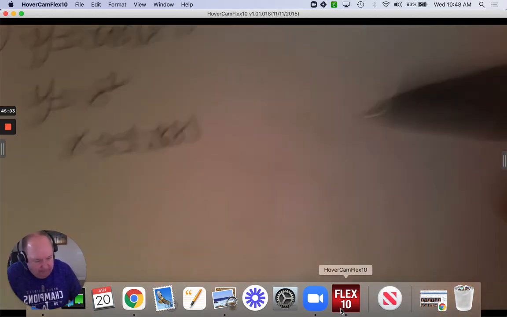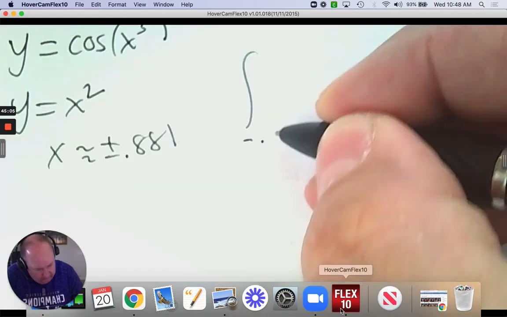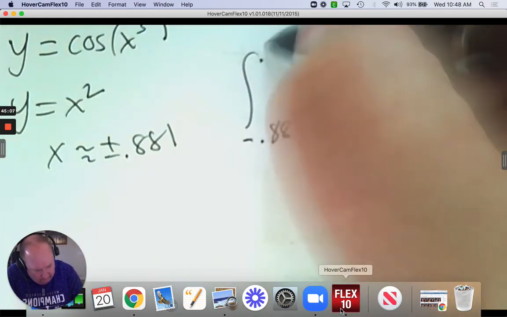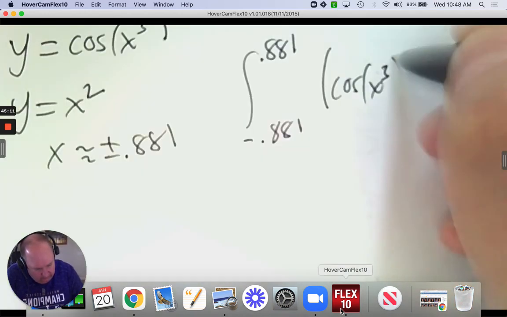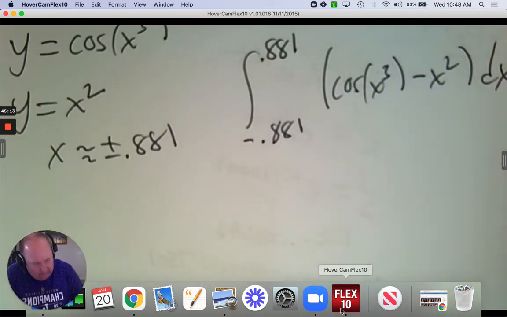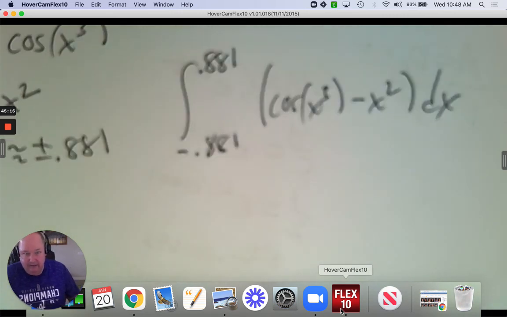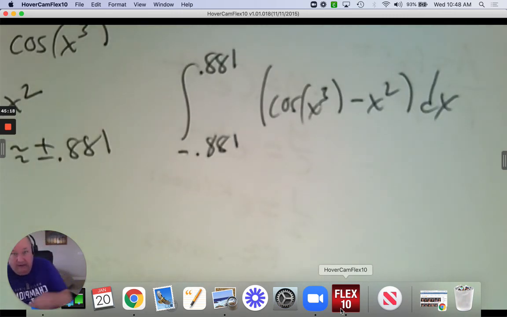So the setup is going to be, we're integrating from negative 0.881 to positive 0.881, and cosine is first and then x squared is second. So that's what would give me the area between the two curves. So now I'm going to type it in.